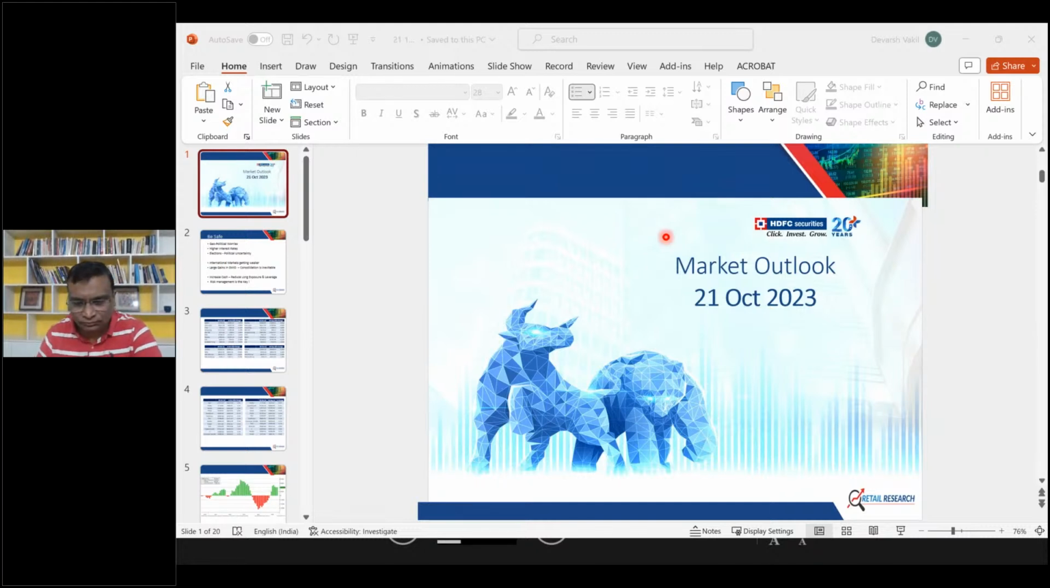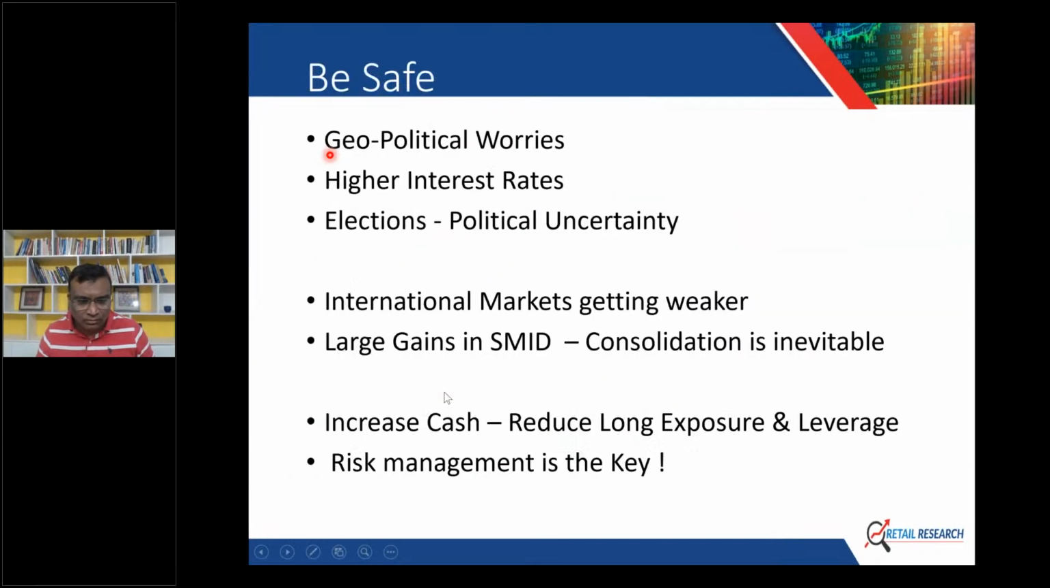Nagaraj, you are seeing the first slide only, Devarsh? Yes, the slides are not moving. Now it is visible.